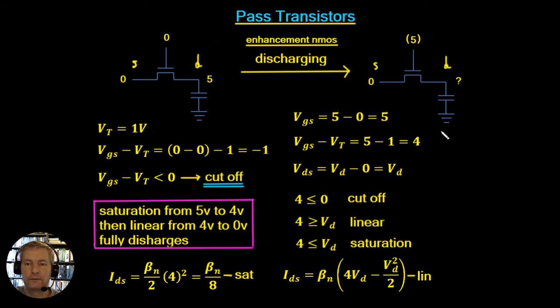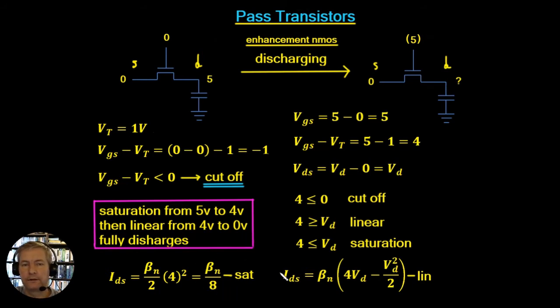It starts off between 5 volts and 4 volts as a saturation current, and that's the saturation current here, which is beta n upon 2 times (VGS minus VT) squared. Well, VGS minus VT is just 4, so it's 4 squared. So that is equal to beta n upon 8. So this is our saturation current.